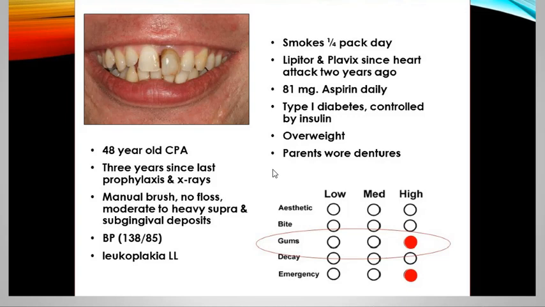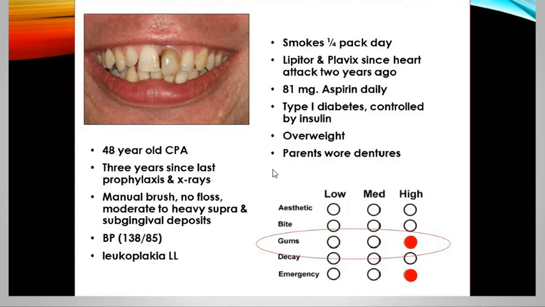He took Lipitor and Plavix since his heart attack 2 years ago. And what we know now about the significance of periodontal disease and heart disease, it behooves us as healthcare providers to educate our patients and help bring them to a state of better systemic and cardiac health. He was taking aspirin daily, and he was a type 1 diabetic controlled by insulin.